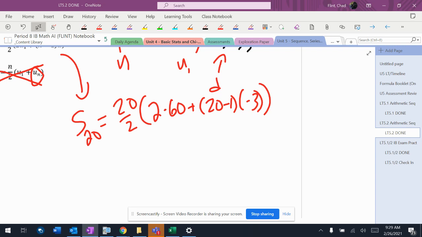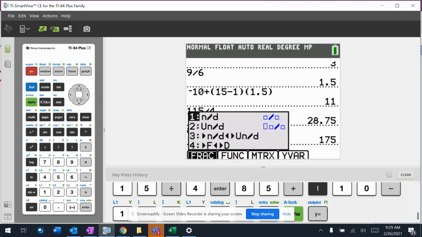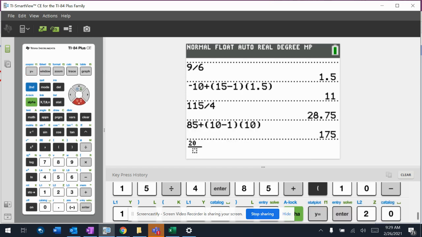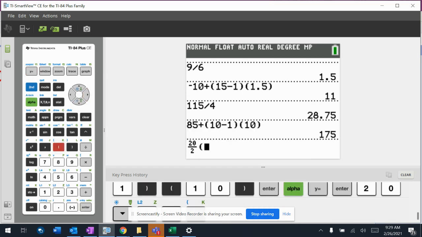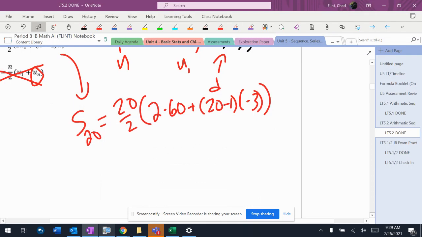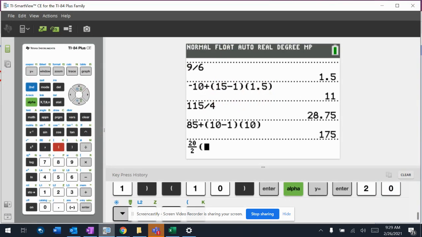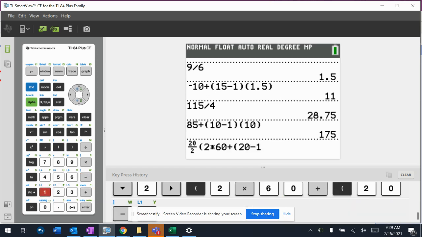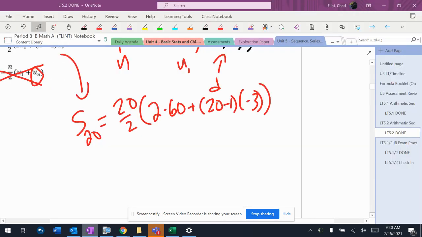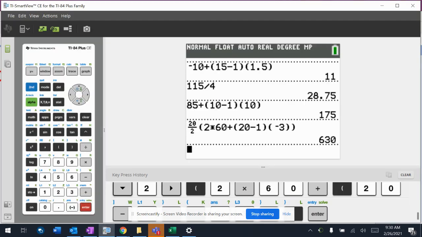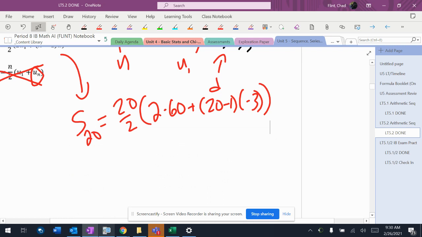That's now just a calculator problem. So I'm going to press alpha y equals to get a fraction, 20 over 2. I have to be really careful with my parentheses here because I'm going to have double parentheses and things. So 2 times 60 plus 20 minus 1 times negative 3, and then that last parenthesis to close my original parentheses. That's the exact same thing I have right there. I just hit enter, and it gives me the sum of all those terms, which is 630.